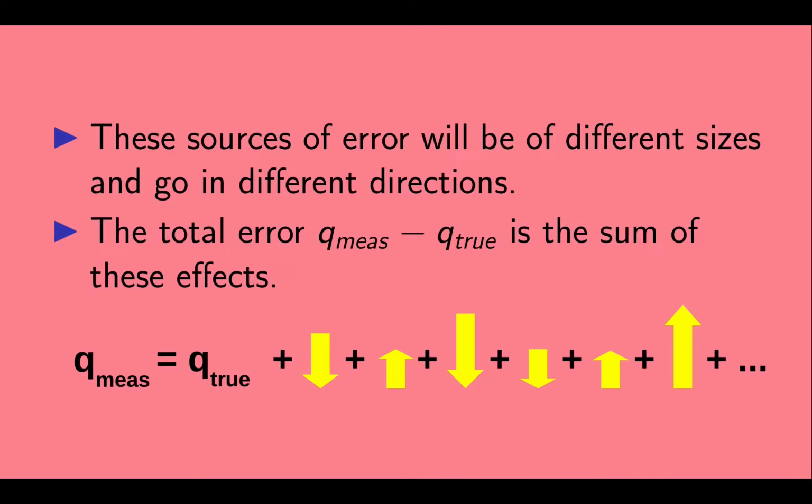These sources of error will be of different sizes and go in different directions. The total error, Q measured minus Q true, is the sum of these effects. So here we show that the result we get in a given experimental trial, Q measured, is equal to Q true plus the sum of all of these errors represented by the sum of these yellow arrows.